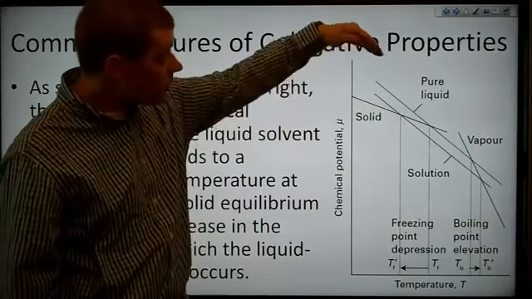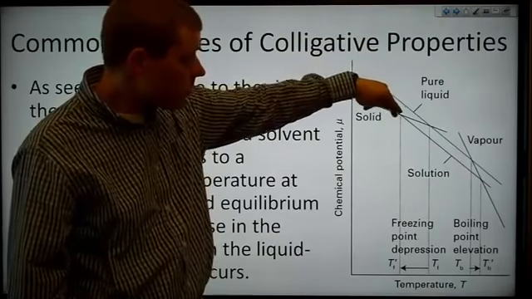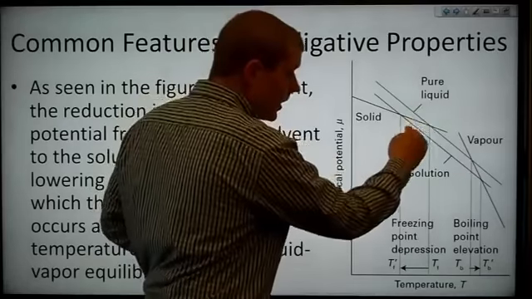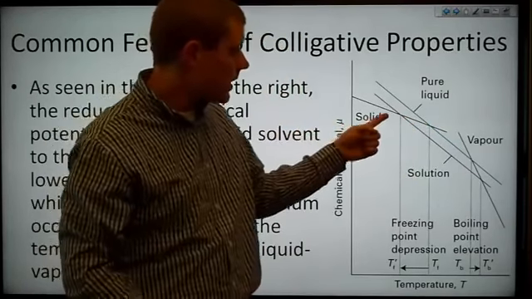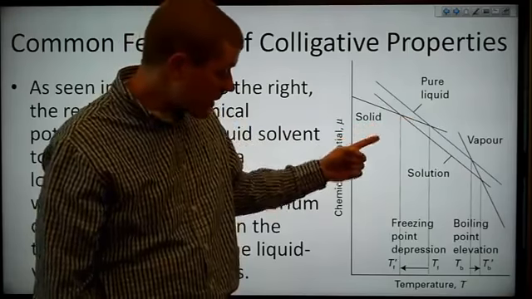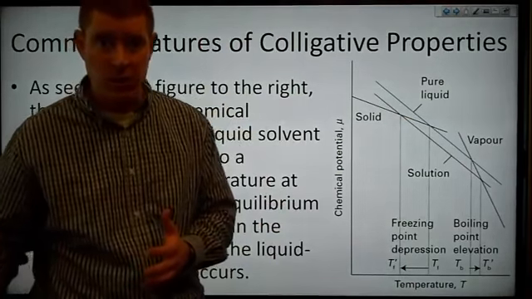But when we lower the chemical potential from the pure liquid to the chemical potential of the solution, we're lowering this line, we're pulling it down, which means that we have to be moving to the left on our solid curve. That intersection point has to be moving to the left. To the left is lower temperature. So we have to be depressing the freezing point.